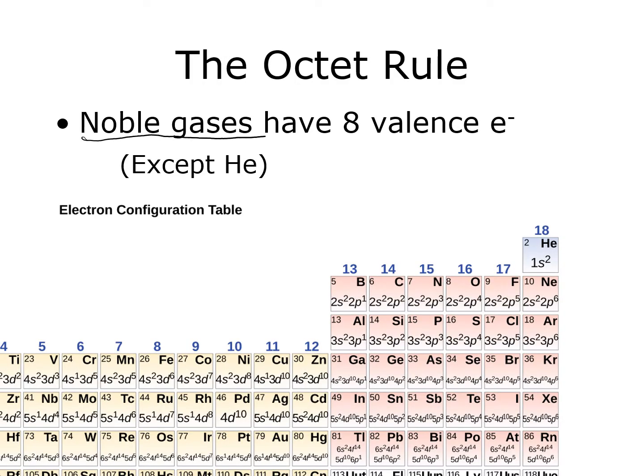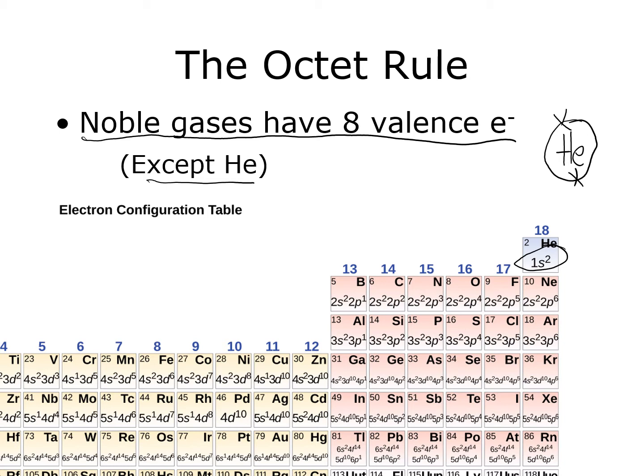All noble gases have 8 valence electrons, with the exception of helium. So helium only has 2, so that's an exception here to the octet rule that we'll be talking about. Because it has in its nucleus, we have helium. In shell number 1, it has 2 electrons. So its shell is completely full, so helium is stable.